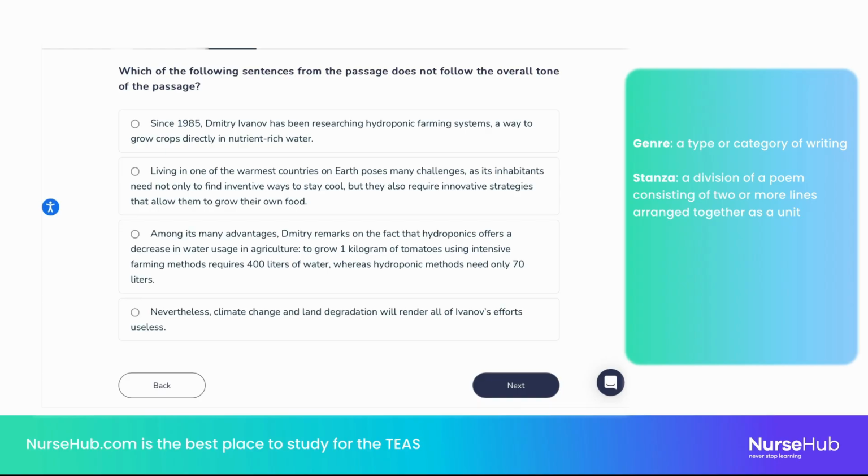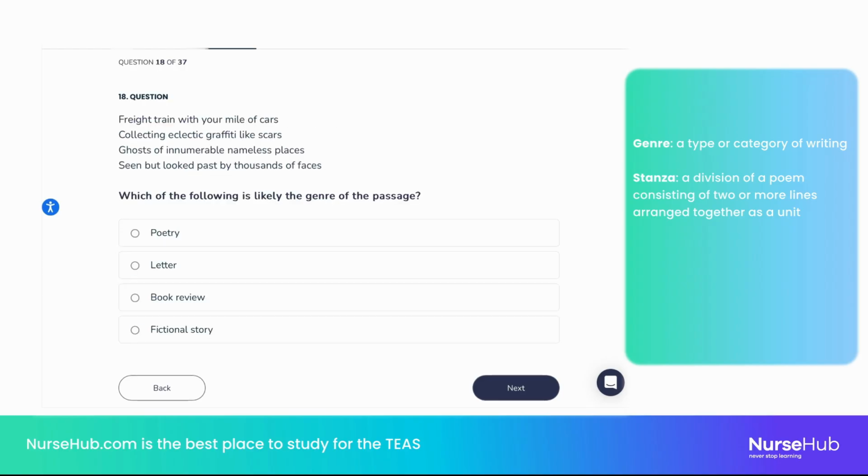All right, question number 18. Freight train with your miles of cars, collecting eclectic graffiti like scars, ghosts of innumerable nameless places, seen but looked past by thousands of faces.